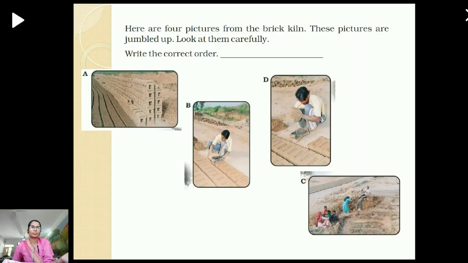These are jumbled up. See carefully and now you can easily tell me what the steps are. Yes, C shows that the people are making the mixture nicely of mud, straw and water, isn't it? And then in picture D, he is putting that mixture in the frame. In picture B, you can see he is removing the frame slowly, being kept there. And in picture A, we can see that the bricks are being lined in long lines to get dry. Yes. So the sequence is C, D, B, A.